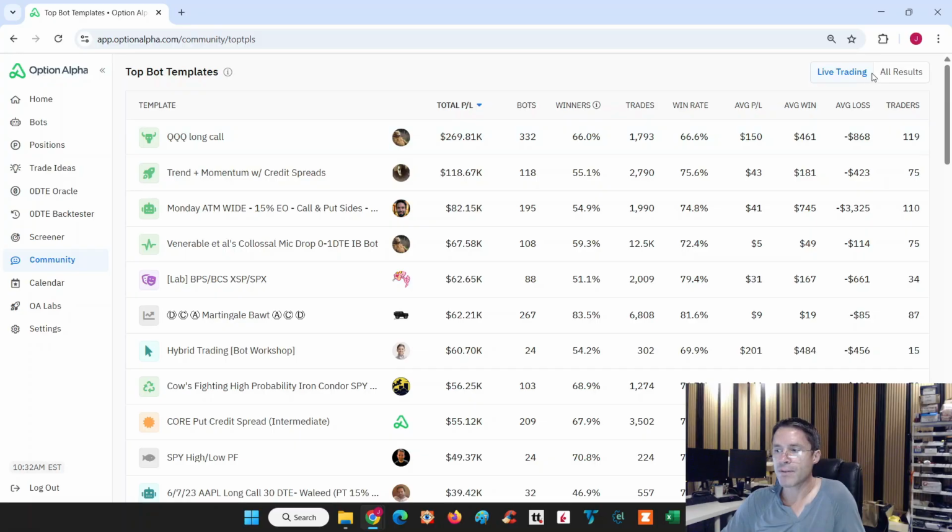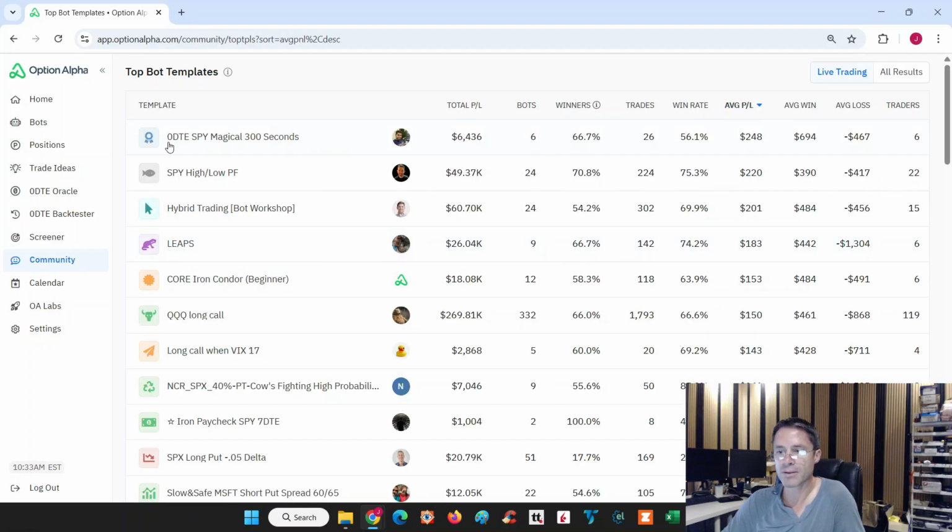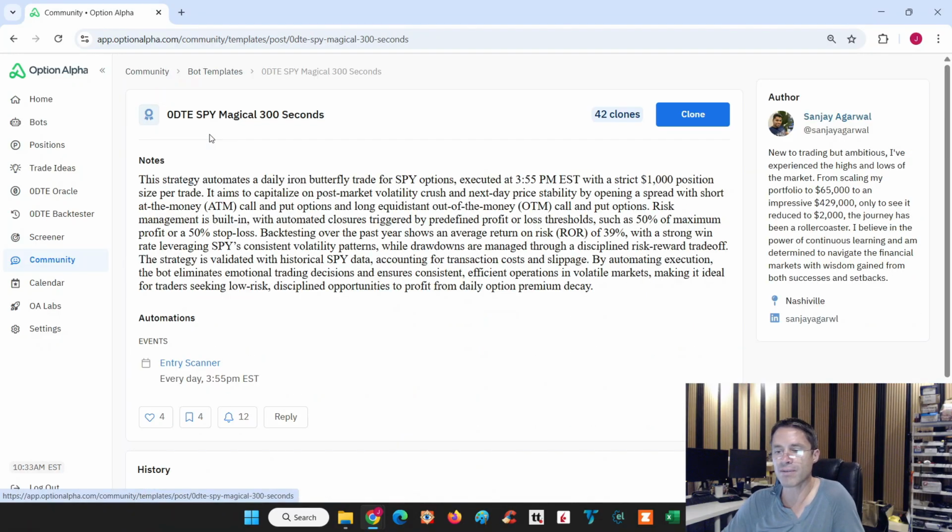So you can go live trading and all results. So I kind of want live trading. So I want a strong average P&L. So here you go, 0 DTE, SPY Magical, 300 seconds. Average P&L, 248, average win, 694, average loss, 467. 6 traders are using this strategy, I believe live.